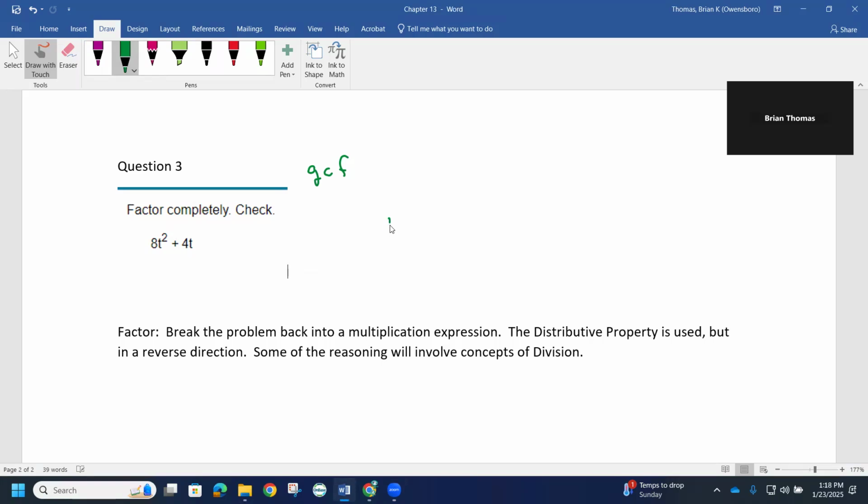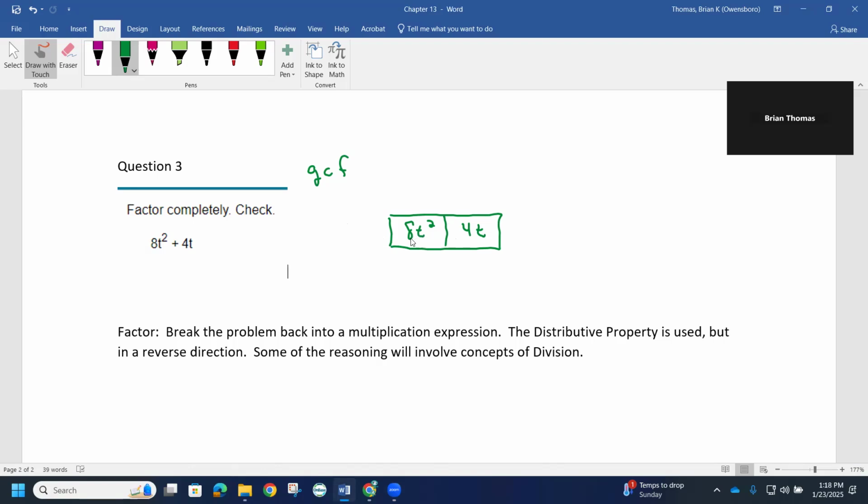Now there's all kinds of ways to organize this. Sometimes what I'll do is I'll organize a box, and I'll put the 8t squared and the 4t in this little box and I will partition it. So what I have is an 8t squared and a 4t. What I want to do out in front is put what I see as a common factor in these two.